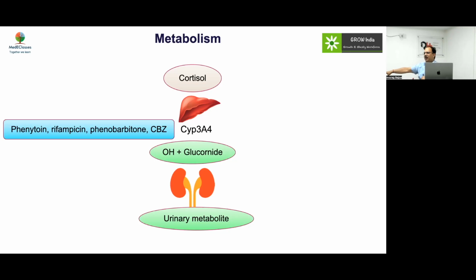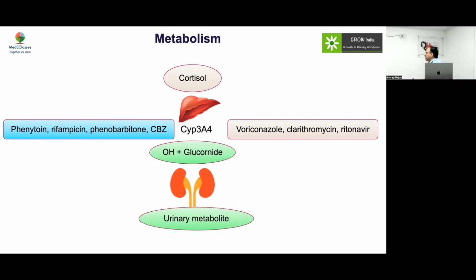So in renal failure, you should do a plasma-based assay, while on these drugs, you should do a free cortisol-based assay, which is filtered. Now, drugs like voriconazole, clarithromycin, and ritonavir inhibit this enzyme. So if you have inhibition of this enzyme, what is going to happen? So levels will be high. So if somebody was on steroids and you are giving these drugs, you will become Cushingoid.